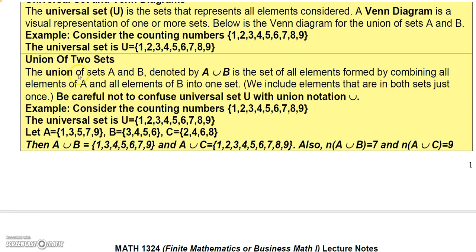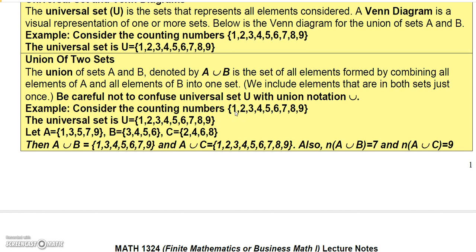The union of sets A and B, denoted by this notation A union B, is the set of all elements formed by combining all elements of A and all elements of B into one set. So in other words, we include the elements that are in both sets, but we just include them once, so we don't duplicate.